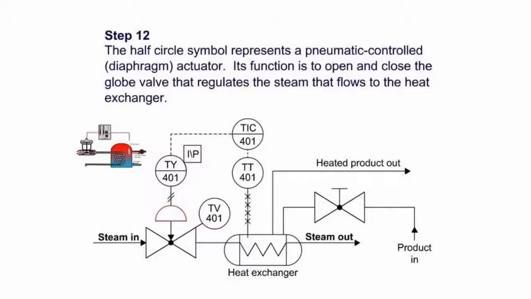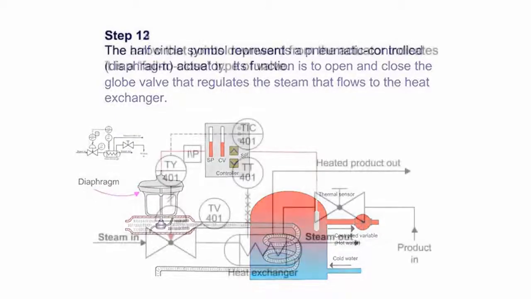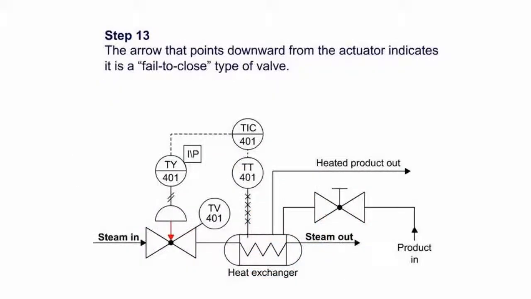Step 12. The half-circle symbol represents a pneumatic-controlled diaphragm actuator. Its function is to open and close the globe valve that regulates the steam that flows to the heat exchanger. Step 13. The arrow that points downward from the actuator indicates it is a failed to close type of valve.